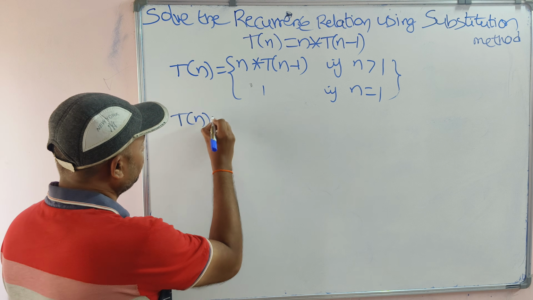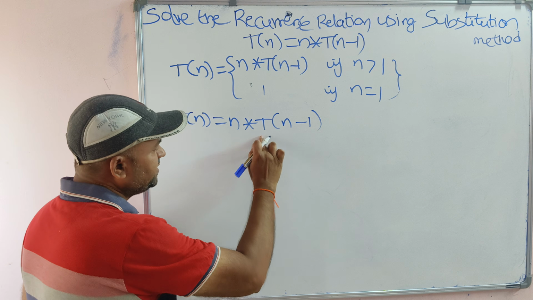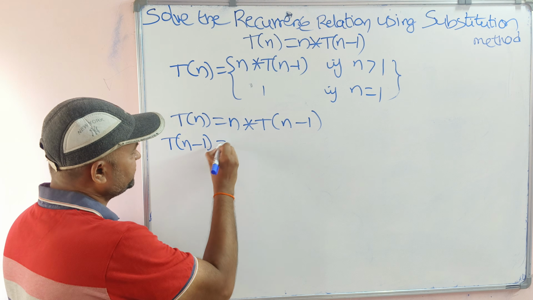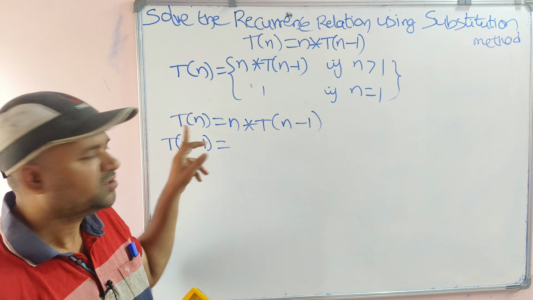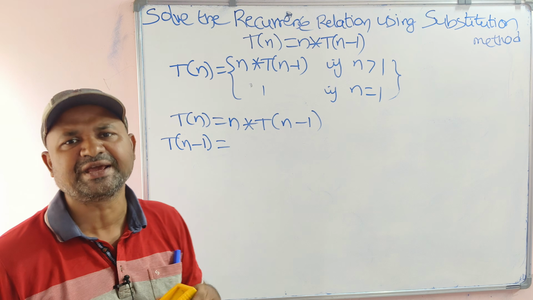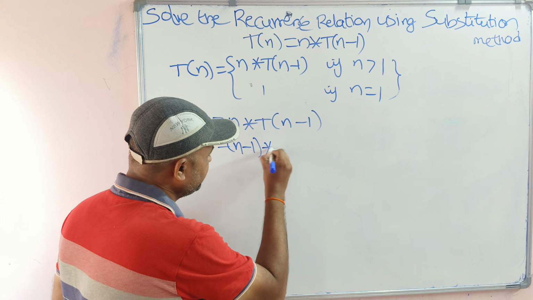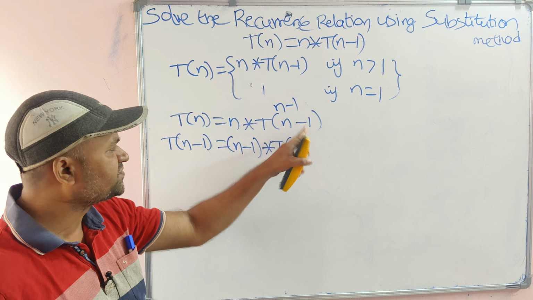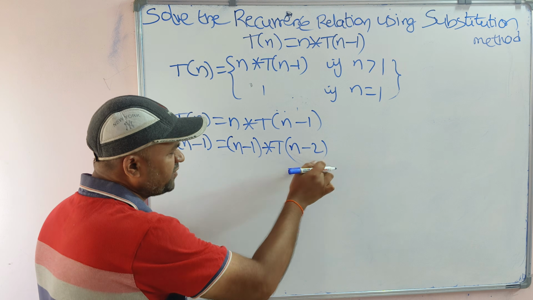So what is T of n? T of n equal to n into T of n minus 1. Here we have T of n minus 1. So let us derive the formula for T of n minus 1. So how to get T of n minus 1? Already we know T of n. So in order to get T of n minus 1, in place of n, we have to substitute n minus 1. So n minus 1 into T of, in place of this n, substitute n minus 1. So n minus 1 minus 1, that is nothing but n minus 2. Here we have T of n minus 2.